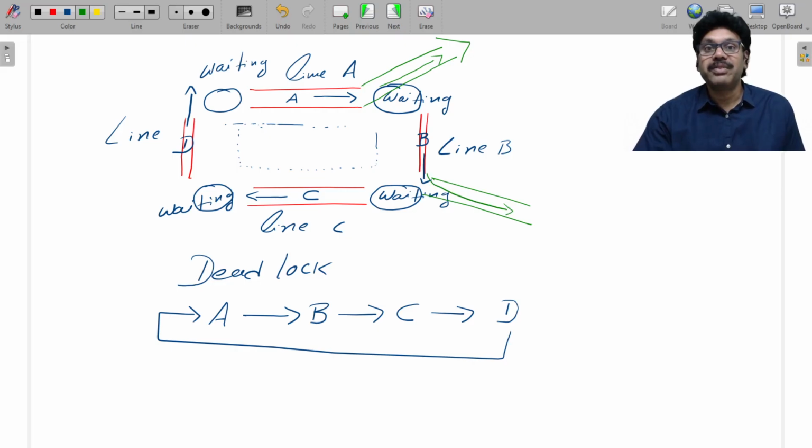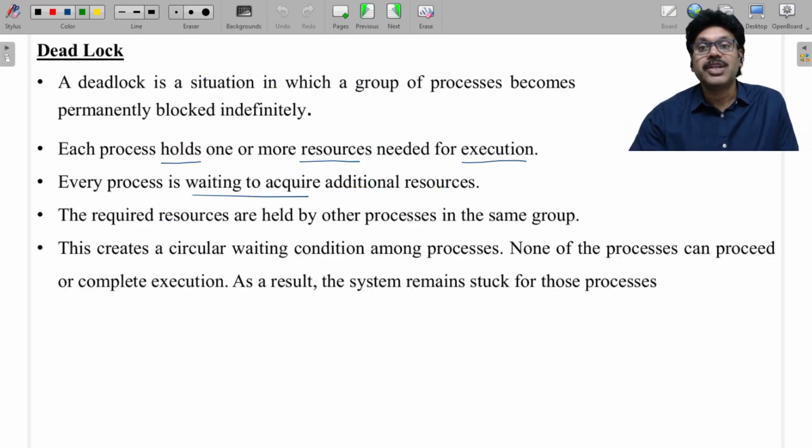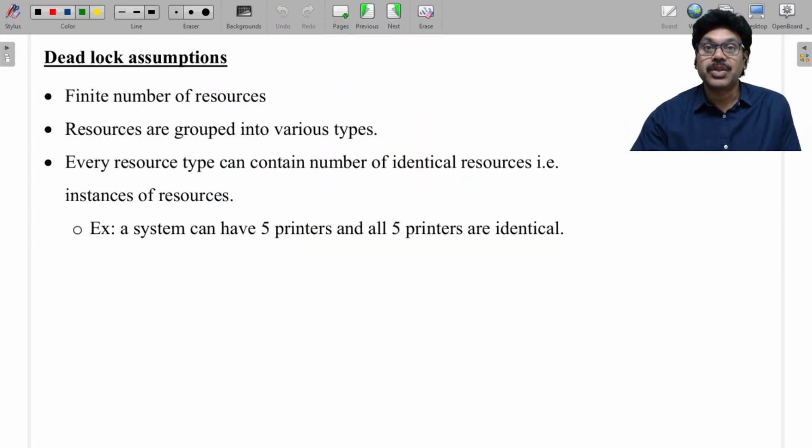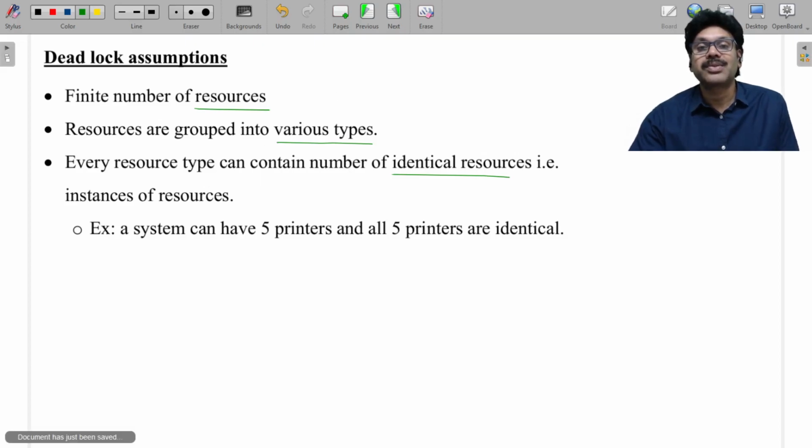If you provide infinite resources, there is no concept of deadlock. But when you have limited resources, and those resources are shared among the processes, and each process needs them to complete its execution, then it leads to the concept of deadlock. So if there is a finite amount of resources, categorized into various types, each with identical resources, and the finite resources are blocked by another process, then it leads to a situation called deadlock.